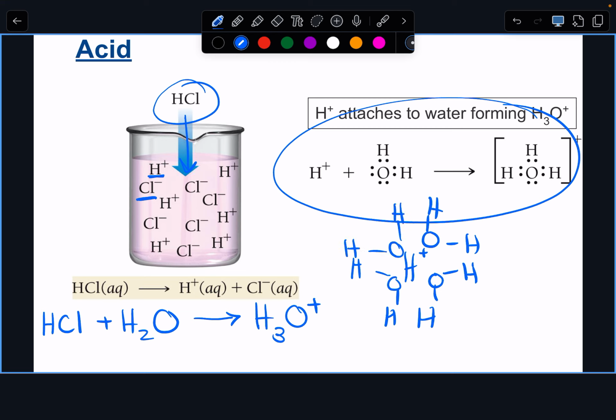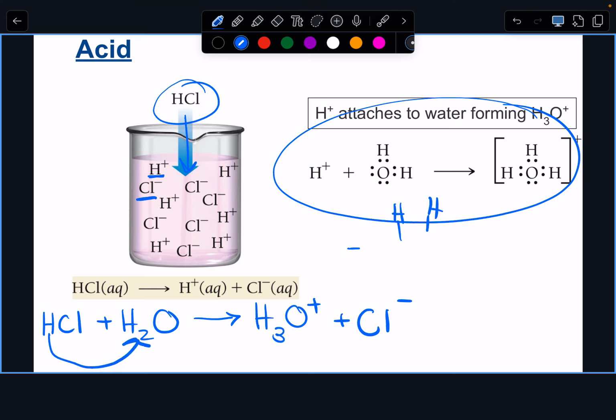So some people like to do H+, some people like to do H3O+. When I do it, I do H3O+. And the reason I like this better is because it fits with the Bronsted-Lowry definition a little bit better. The Bronsted-Lowry definition of an acid says it's going to donate the H+. So this hydrogen on the HCl is given to a water molecule. So it's donating it to the water molecule.